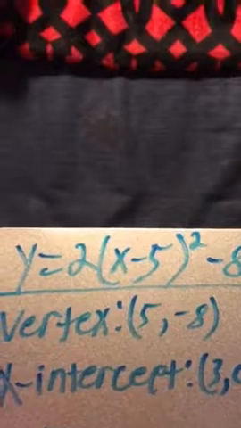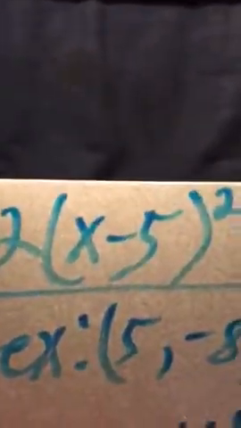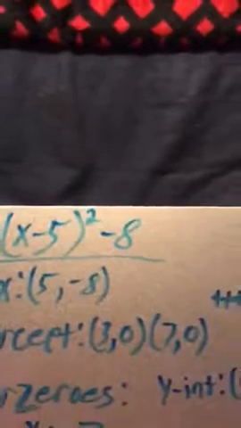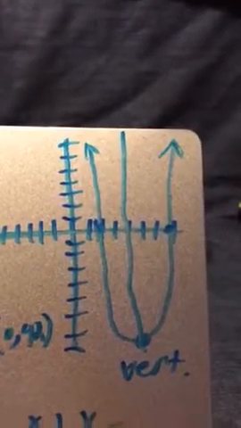And you can figure it out by switching the negative 5 and making it a positive because it's inside the parentheses, and just keeping the negative 8, not changing that because it's outside the parentheses right there.